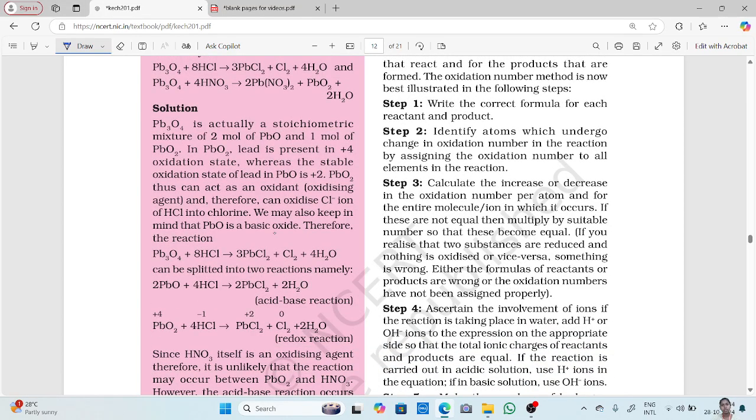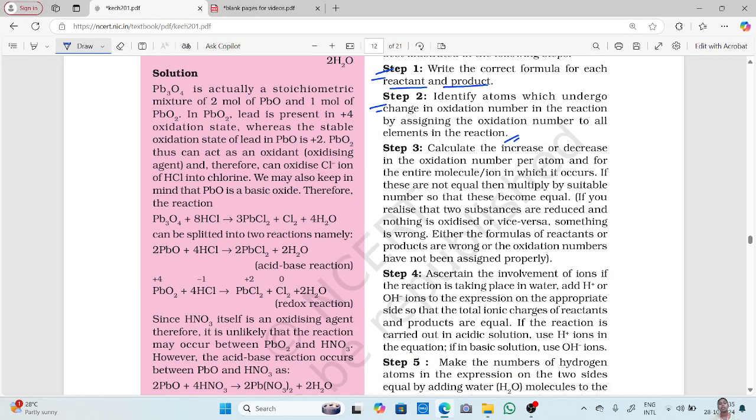Now the first step is simple. You have to write the correct formula of reactants and products. What are the reactants and what are the products? You have to write the formulas correctly. In the second step, identify atoms which undergo change in oxidation number in the reaction by assigning the oxidation number to all the elements in the reaction. Once you write the correct formula, you have to identify who is undergoing oxidation and who is undergoing reduction. If you know that, you have to assign the oxidation number to that element. Now, how? The third step mentions how you will assign them.